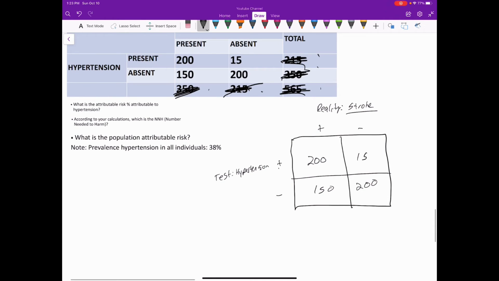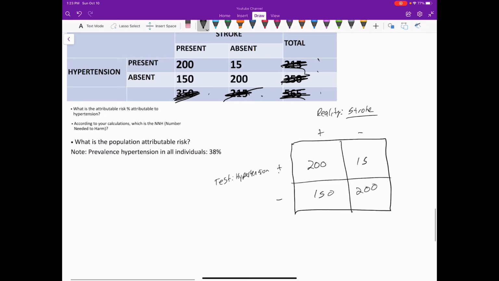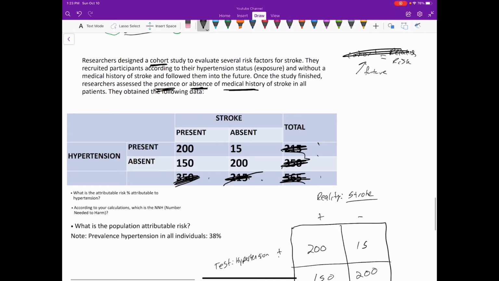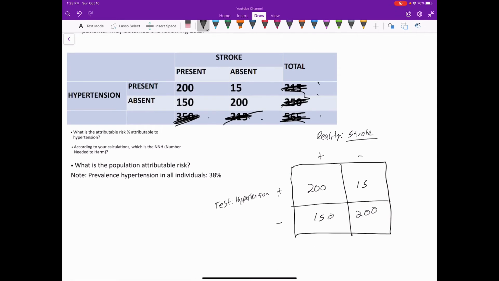All right, so what is it asking us, though? Is it asking about relative risk or case odds ratio? No. So everything I wrote up here, we could abandon, but it was worth a try. But what is it asking? What is the attributable risk percentage attributable to hypertension? Okay, so that's worded interestingly, but what is it really asking?